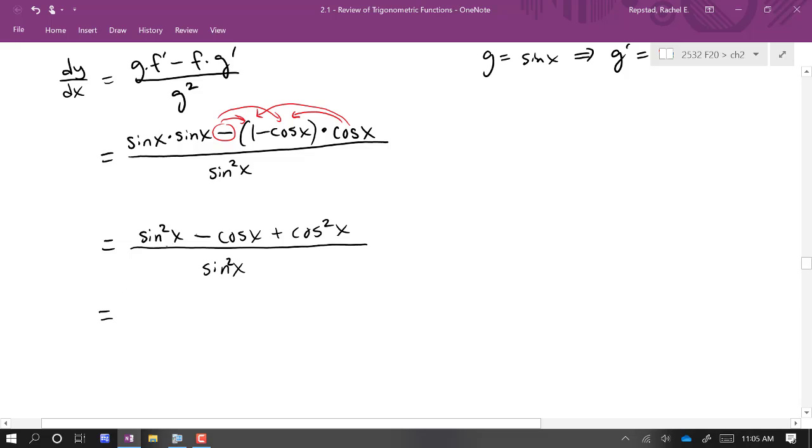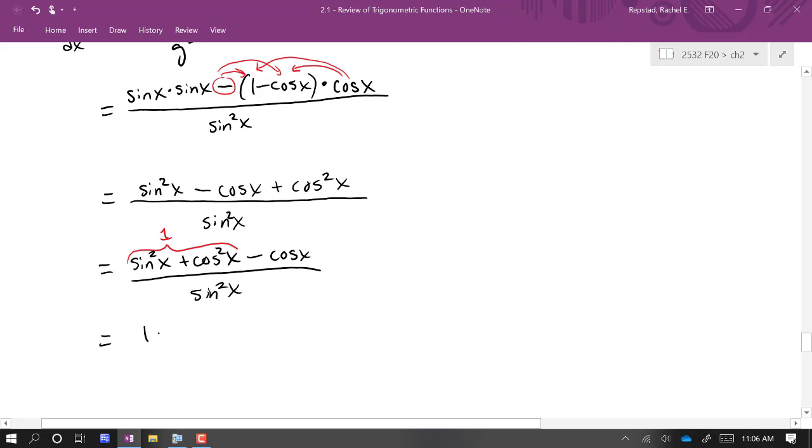However, we can do some simplifying. You might see it right here the way we have it written. I'm going to do one more step, and that might make it more clear. I'm going to rearrange the terms up top. So I have sine squared x plus cosine squared x minus cosine x all over sine squared x. And if you don't see it yet, I'm going to point it out. Sine squared x plus cosine squared x is equal to 1. So we have 1 minus cosine x all over sine squared x. That's dy dx.